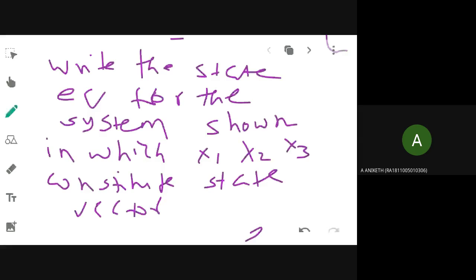Okay, we will be finishing the problem by discussing its controllability and observability. So, what was discussed in the earlier class? Just refresh the things now. Write the state equation for the system in the figure in which x1, x2, x3 constitute the state vector. Determine whether the system is controllable and observable.